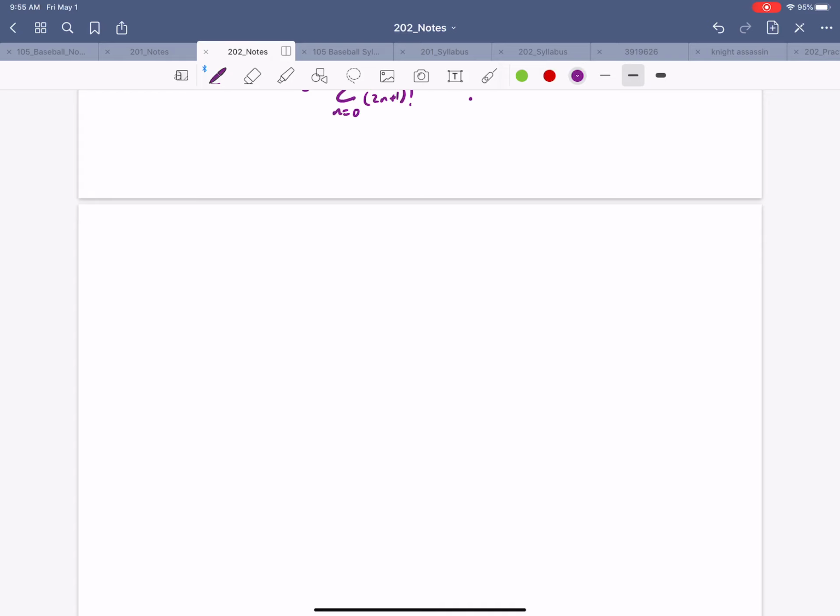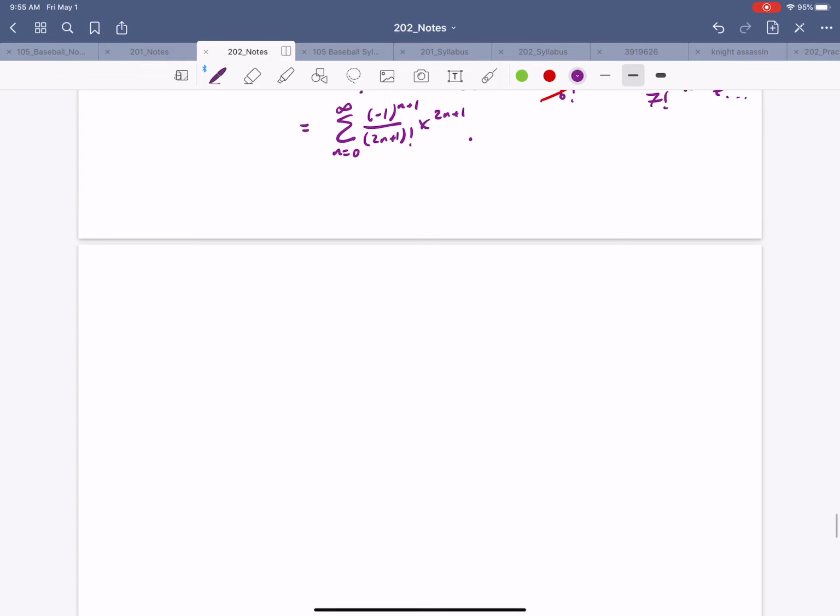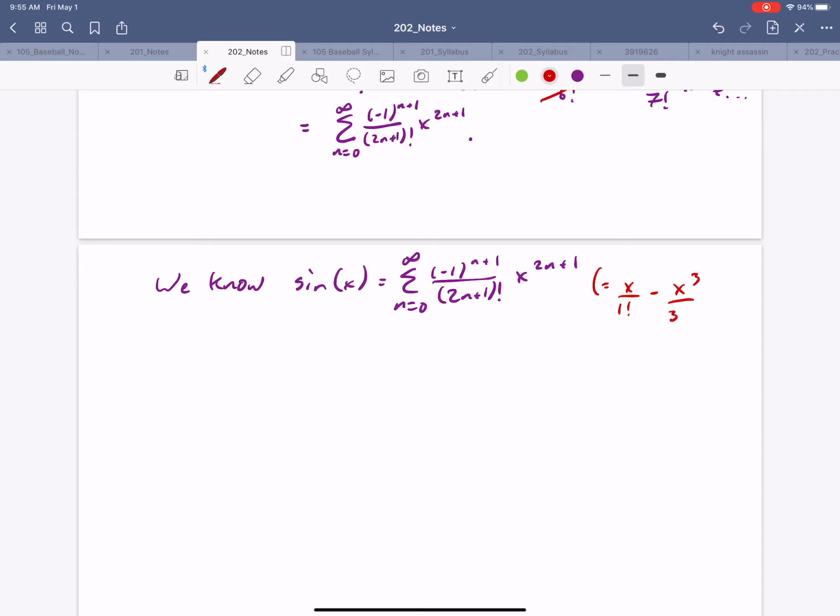Hey everyone, we're going to find the radius of convergence for the Maclaurin series for sine of x. Now we just showed that sine of x has Maclaurin series, the sum from n = 0 to infinity of (-1)^(n+1) over (2n+1)! times x^(2n+1). Right, and remember that that equals x over 1 factorial minus x cubed over 3 factorial plus x to the 5th over 5 factorial, etc., right?